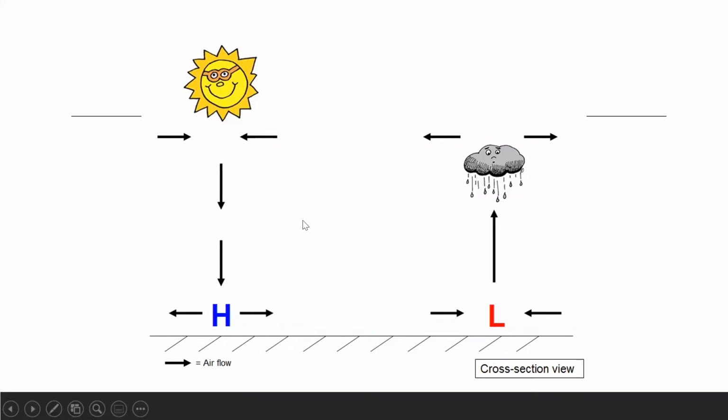So high pressure means fog or sunny weather, and it can be cold or hot depending on the time of year. Low pressure means air is rising, and that leads to the formation of clouds. When clouds form, that means we can get rain. So when we see low pressure on the weather forecast, that often means clouds and rain.